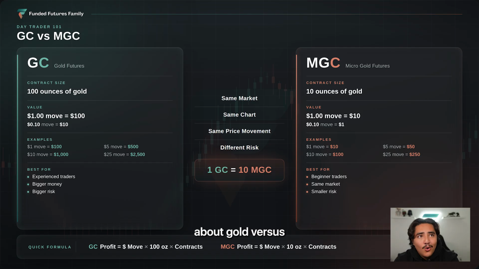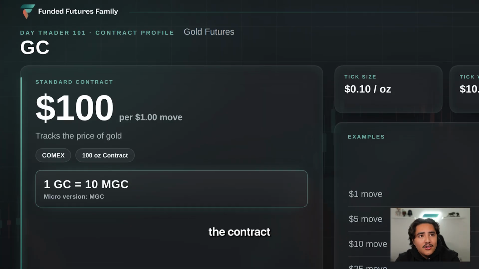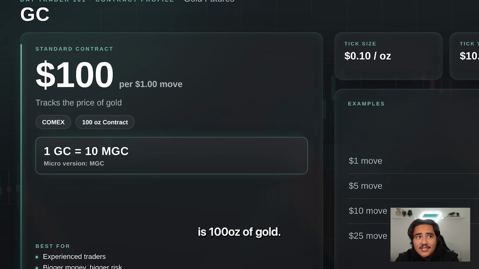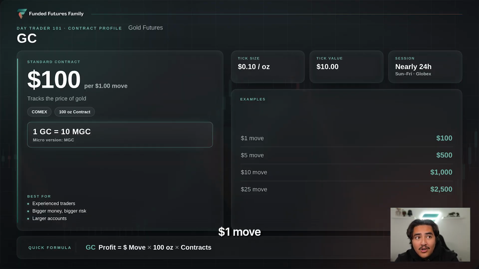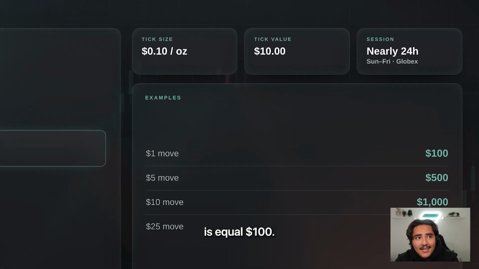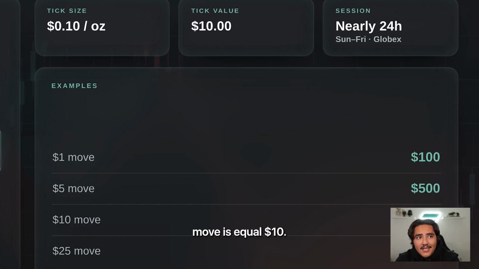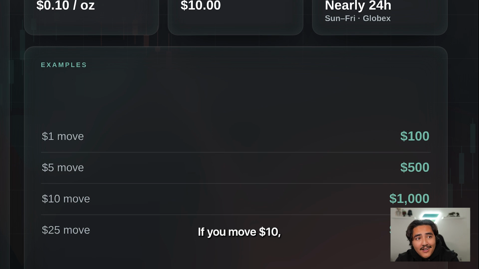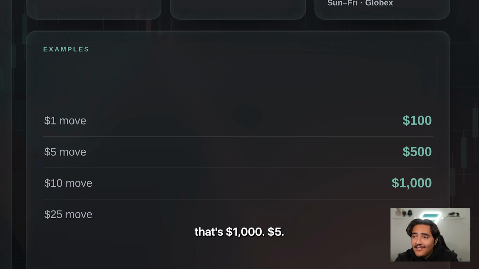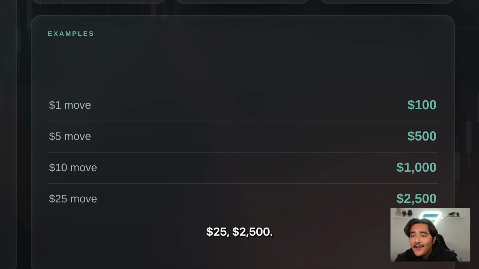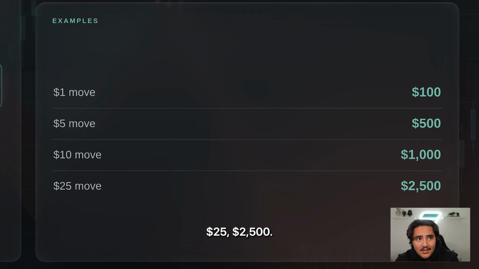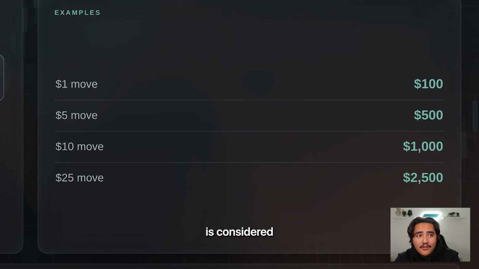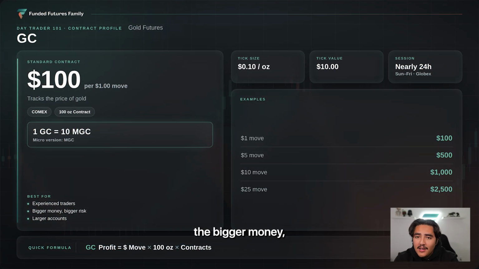Next, let's talk about gold versus micro gold. The contract size of gold is 100 ounces of gold, which means a $1 move is equal to $100. A 10-cent move is equal to $10. Example, if you move $1, you make $100. If you move $10, that's $1,000. $5, that's $500. $25, $2,500. So gold is considered, for the more experienced trader, the bigger money, but also the bigger risk. So make sure you guys are trading with only the risk that you can handle.